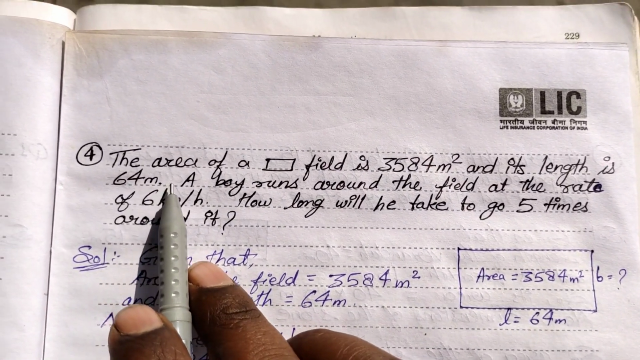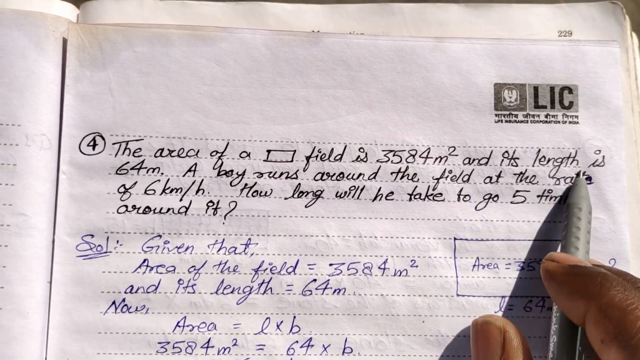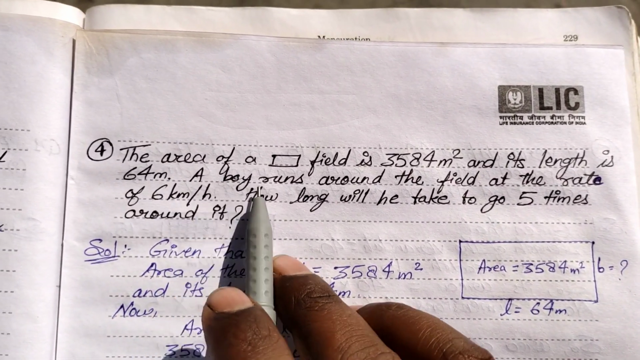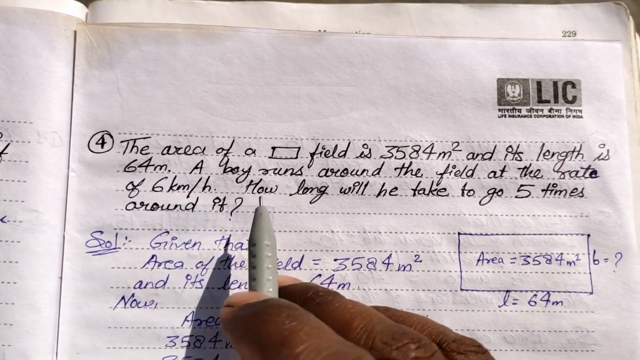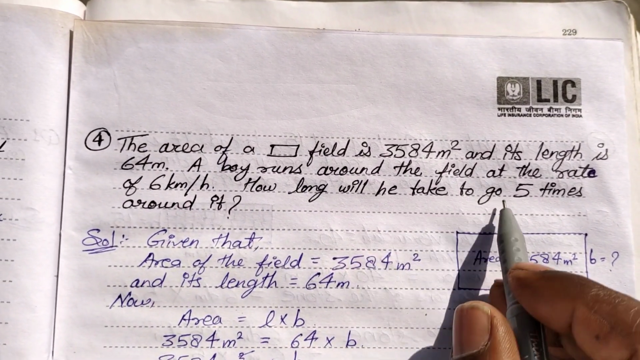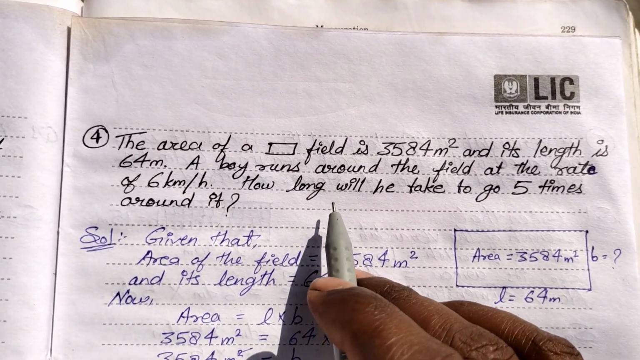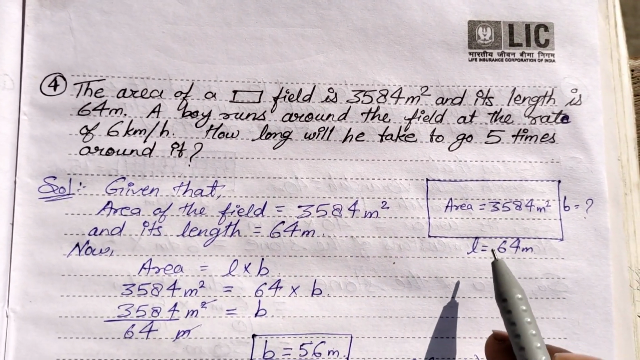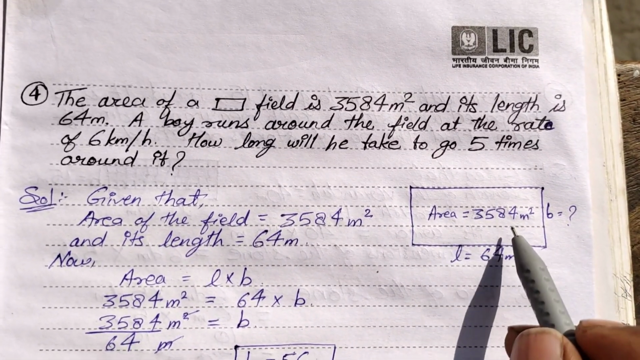Question number 4. The area of a rectangular field is 3584 meter square and its length is 64 meter. A boy runs around the field at the rate of 6 km per hour. How long will he take to go 5 times around it? So we have to find the time in question number 4. Let's see what is given. See the figure. Length is 64 meter. We have to find the breadth, and area is given.